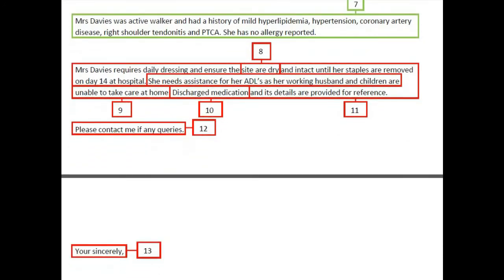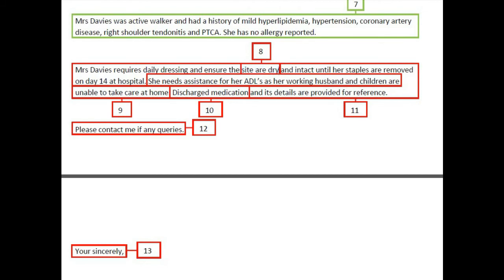Moving to the last paragraph: "Mrs. Davies requires daily dressing and ensure the site are dry and intact until her staples are removed on day 14 at hospital." Here you must use "is" instead of "are" because the word site is singular and hence it will read as "site is dry and intact."